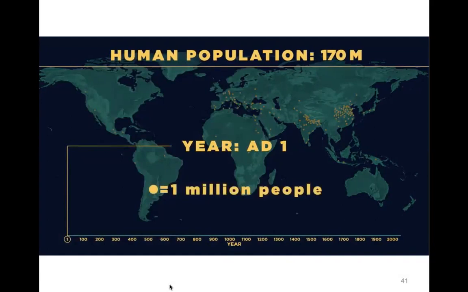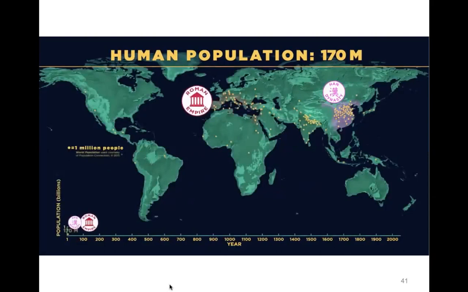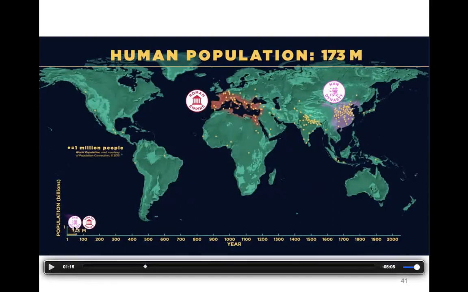So 1 dot is 1 million people that you see on the graph. Down here, they're going to label major historical events, I guess. So starting at year 1, you've got the Roman Empire and the Han Dynasty in China.